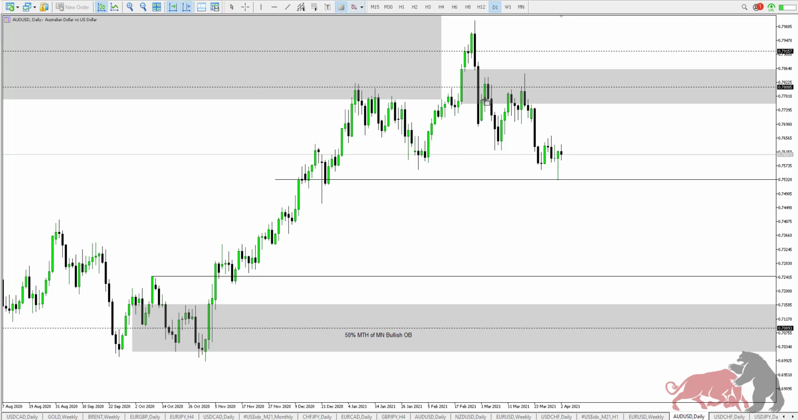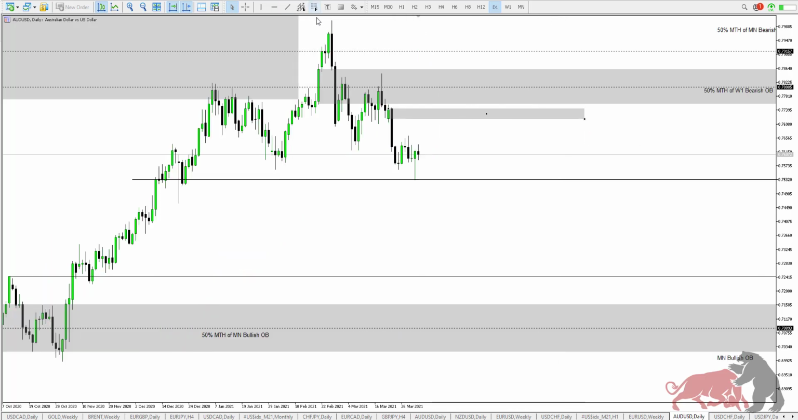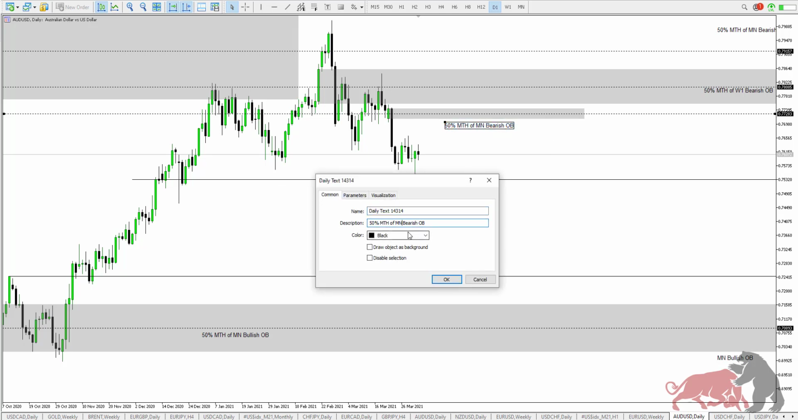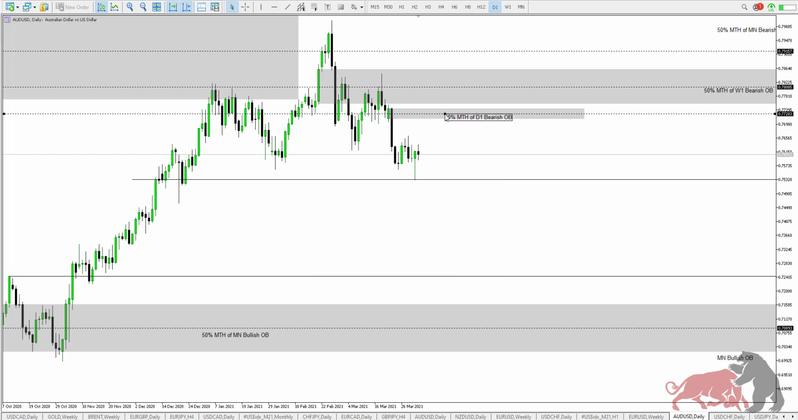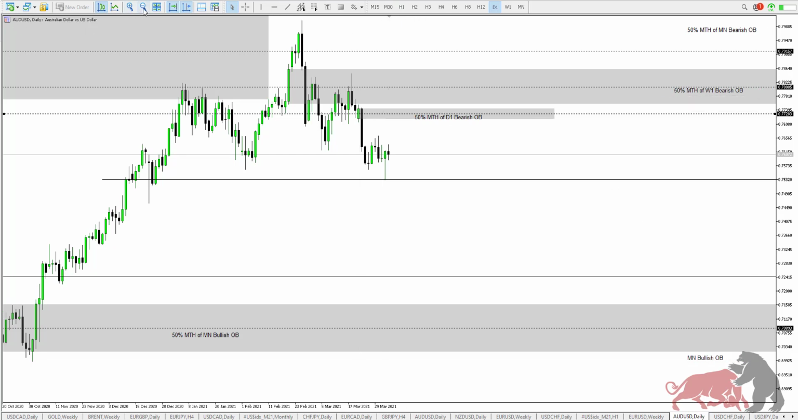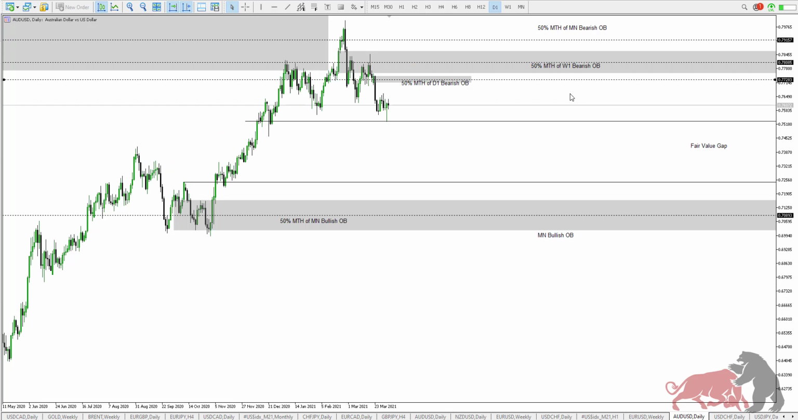Now, on the daily time frame, you can clearly see we've got a daily bearish order block here, right? This is our daily bearish OB, and this is the 50% mean threshold, right? Let me just copy this quickly. So properties, 50% D1 bearish OB. The dotted lines represent the 50% mean threshold of the bearish order blocks.